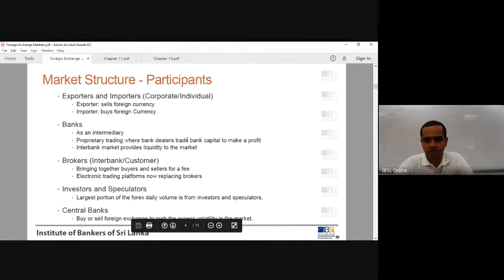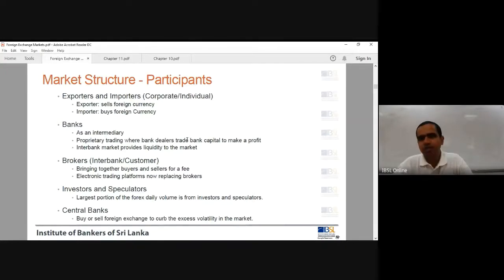The participants: exporters and importers, right? Exporters are the people who will send goods overseas and they bring foreign exchange into the country. And so foreign exchange enters a country through exporters and investors. Then importers are the ones who will take foreign exchange out of the country. And then there'll be banks. All foreign exchange transactions are routed through banks. Authorized dealers, maybe money changers.